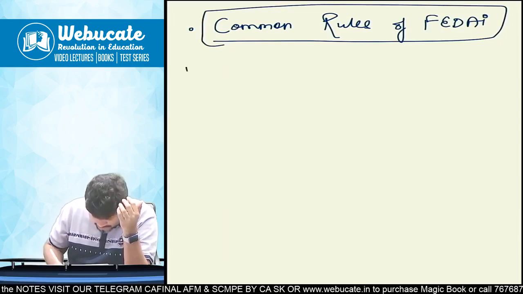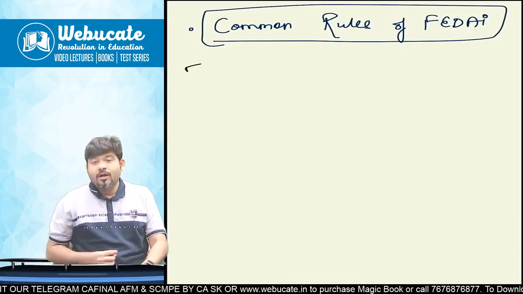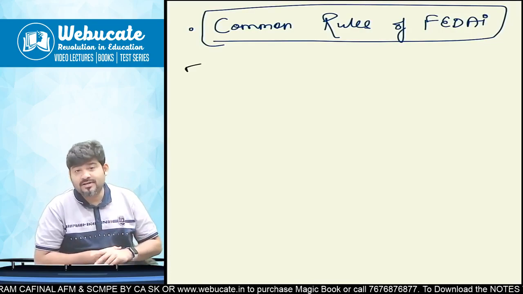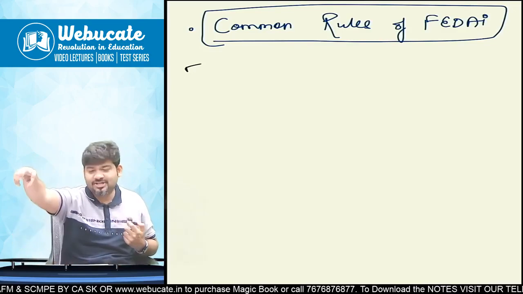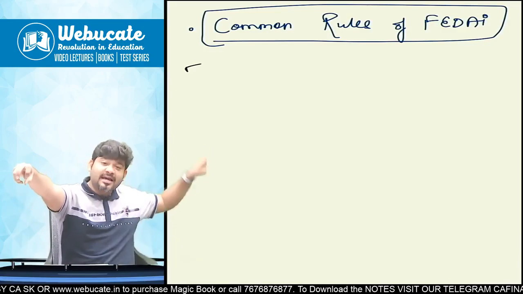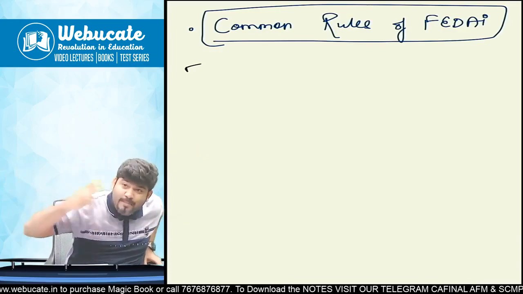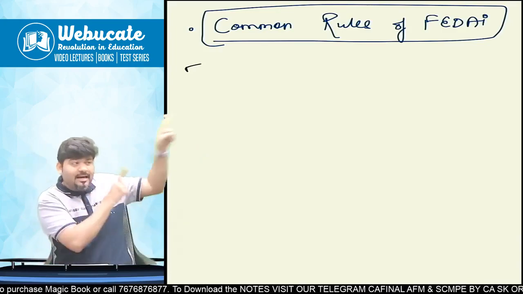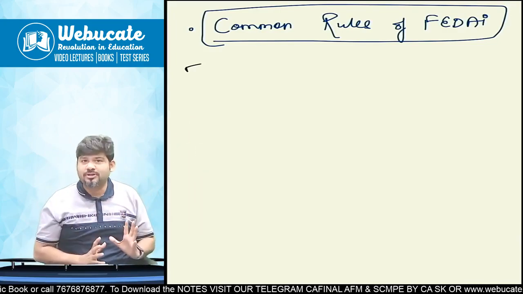One of the common rules of FEDAI is that whenever a bank enters into a forward transaction with a customer, it will cover itself with an opposite transaction. So suppose the customer needs to buy dollars from the bank, so the bank is selling dollars. In the interbank market, the bank will do an opposite transaction immediately.